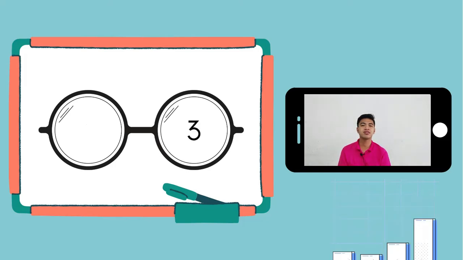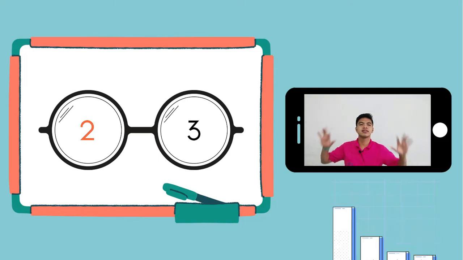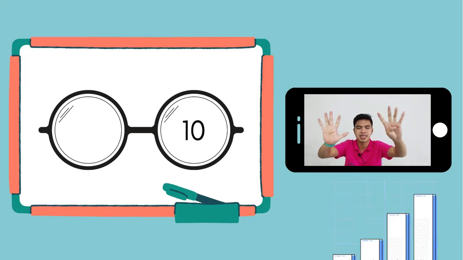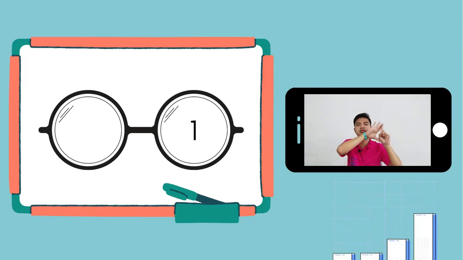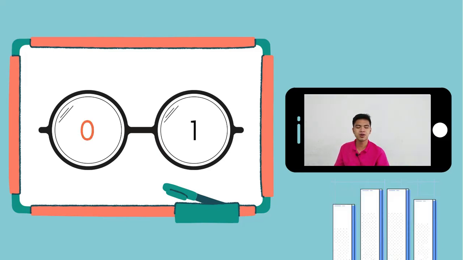And next one, we have 3. So 3 minus 1 equals 2. So we're going to write 2 in it. Okay? Next one, 10. So 10 minus 1 equals 9. So we're going to write 9 on it. Next one, 1. 1 minus 1 equals 0. Very good, kids. So we're going to write 0 in it. Okay.